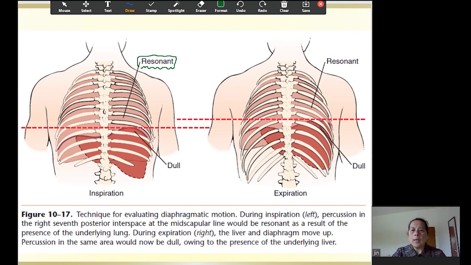If it's a solid organ, like the liver, the sound from percussion will be a dull sound. So how can we find how big the lung is? We just find where the sound changes. The line here means the sound changing from the resonant sound to the dull sound. I think that's a similar idea.